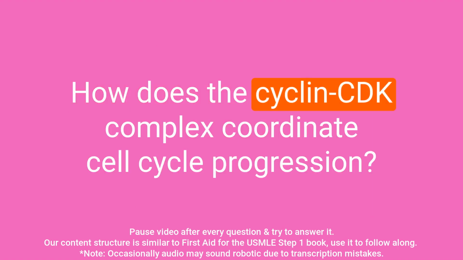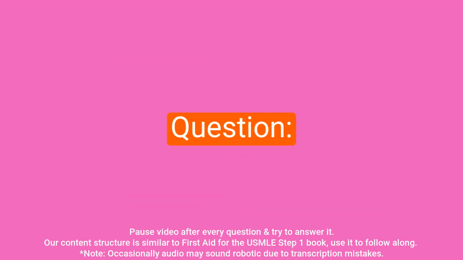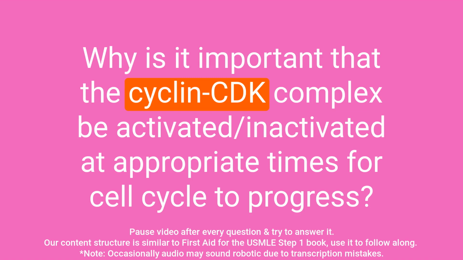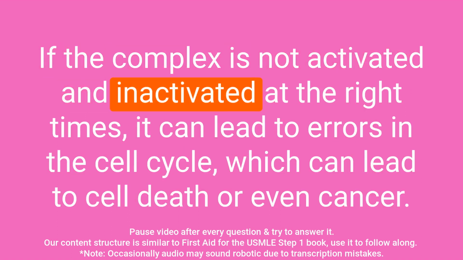Question: How does the Cyclin-CDK complex coordinate cell cycle progression? Answer: The Cyclin-CDK complex coordinates cell cycle progression by phosphorylating other proteins, such as RB, when it is activated. Question: Why is it important that the Cyclin-CDK complex be activated and inactivated at appropriate times for the cell cycle to progress? Answer: The Cyclin-CDK complex must be activated and inactivated at appropriate times for the cell cycle to progress. If the complex is not activated and inactivated at the right times, it can lead to errors in the cell cycle, which can lead to cell death or even cancer.